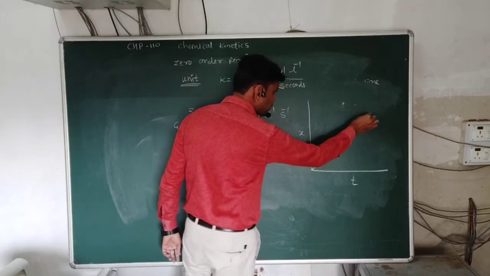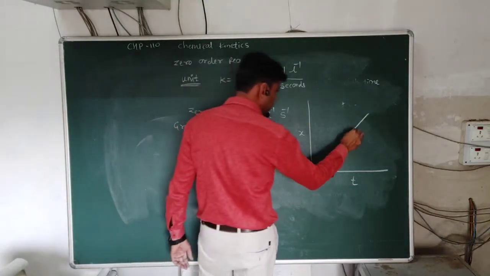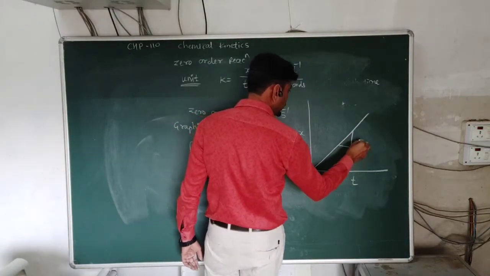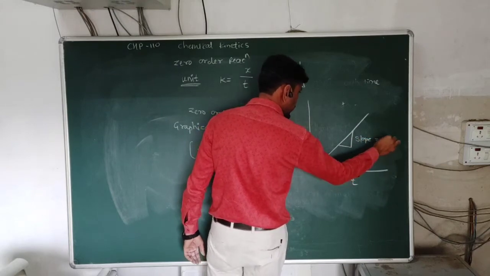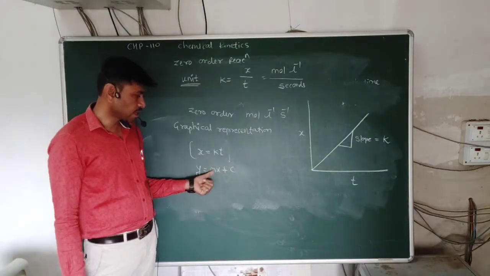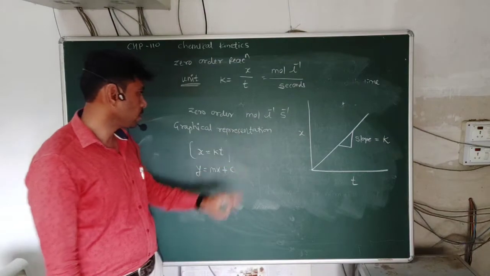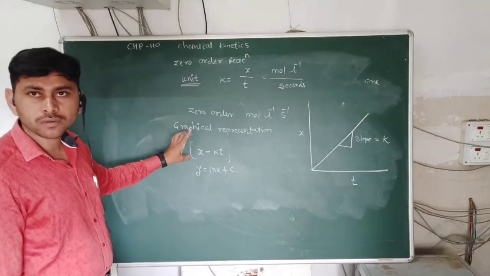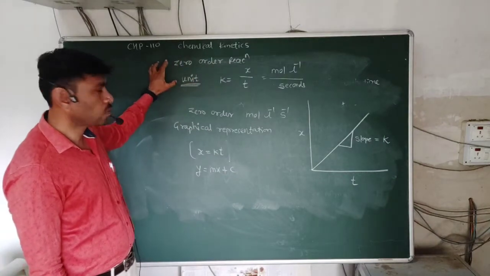As time passes, the concentration of product goes on increasing, and we get the value of k from the slope of the equation. M is the slope. So the slope of the equation gives the value of k, that is the rate constant for a zero order reaction. This is all about zero order reaction.